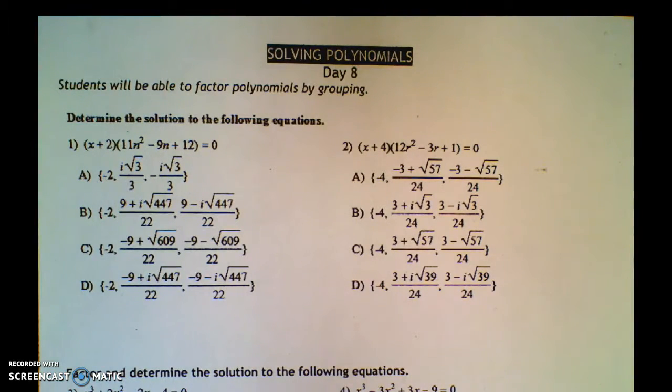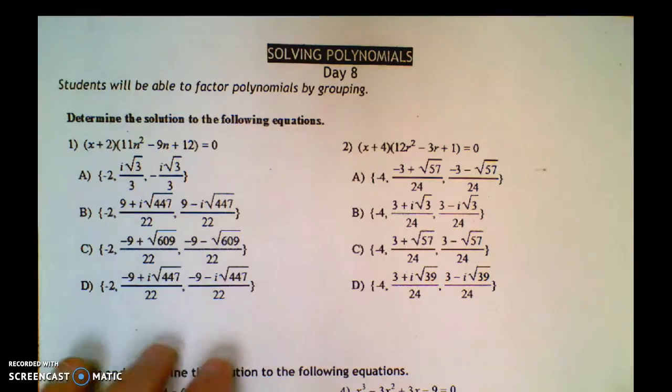Alright, this is Unit 3 Polynomials, Day 8, and here we're going to be applying everything we've learned so far in the second half of the Polynomials unit. It's asking us to determine the solution to the following equations. So we're going to use the zero product property, which we've used already when we did quadratics. Now we're just applying it to polynomials.